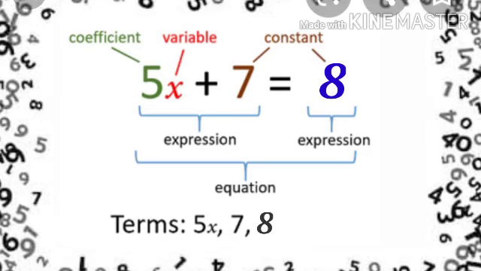It is called an equation. The equality sign shows that the value of the expression to the left of the equal to sign is equal to the value of the expression to the right of the equal to sign.